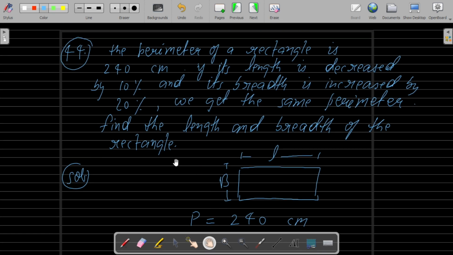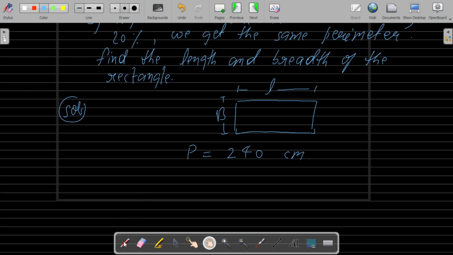If its length is decreased by 10%, so 10% of length will be 10 into L upon 100. This will obviously be equal to L upon 10.